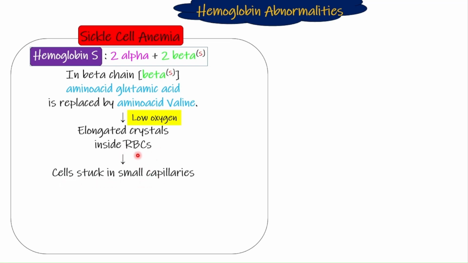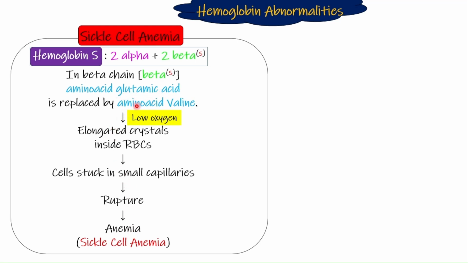Now, these RBCs will lose their normal biconcave disc shape because of the elongated crystals present inside them. And these RBCs are prone to get stuck in the smaller capillaries. And when these get stuck in the smaller capillaries, then these RBCs will rupture. Okay, and these RBCs will rupture and are eaten by the macrophages, giving rise to a decrease in the RBC count, giving rise to anemia.